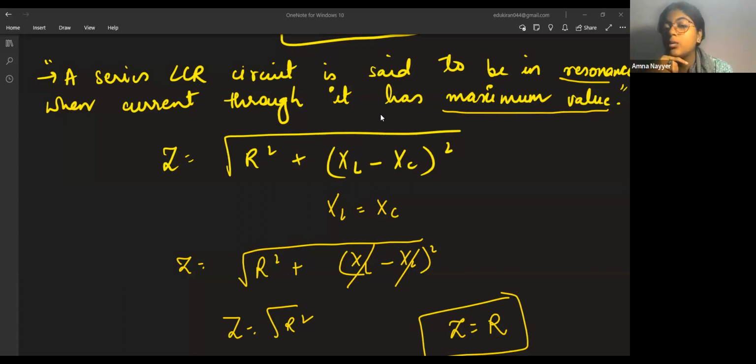Now, how is this justified? See, when XL minus XC was there in the circuit, this wasn't getting cancelled. We had some value, right? XL minus XC, let it be 1 ohm, 2 ohm, 3 ohm, 5 ohm, 20 ohm, 35 ohm, something value was there that was getting added to R square.